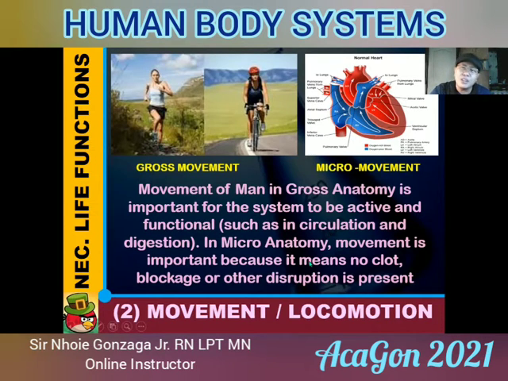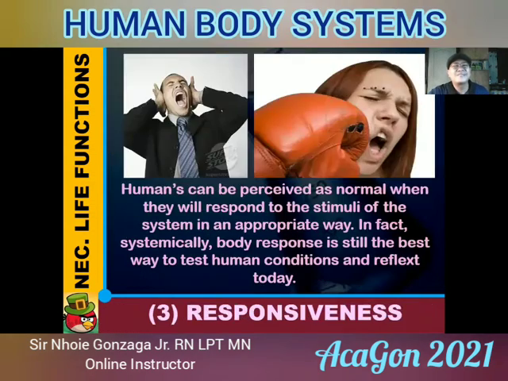Because if there's no movement of blood, there is stroke. If there's no movement of blood, there is dying of organs. So that is very important that there is what? Continuous and effective movement and locomotion. So that means a good system will produce good movement and good locomotion of the gross and the micro anatomical parts.